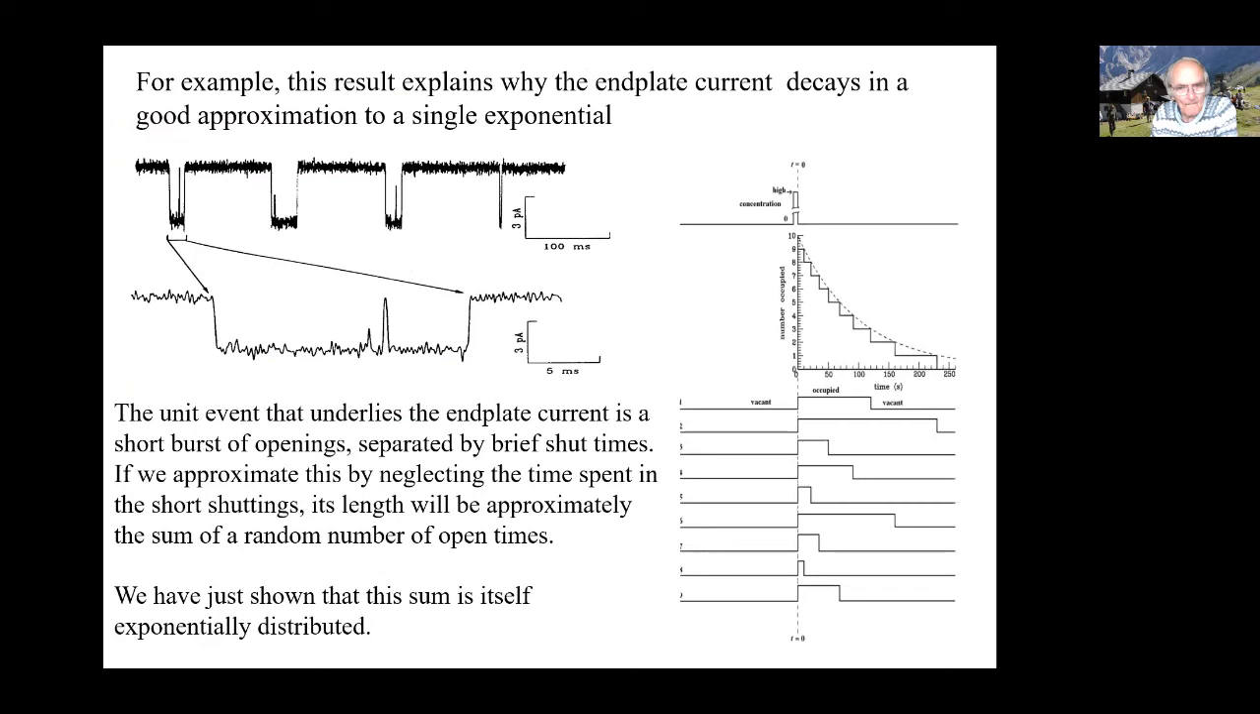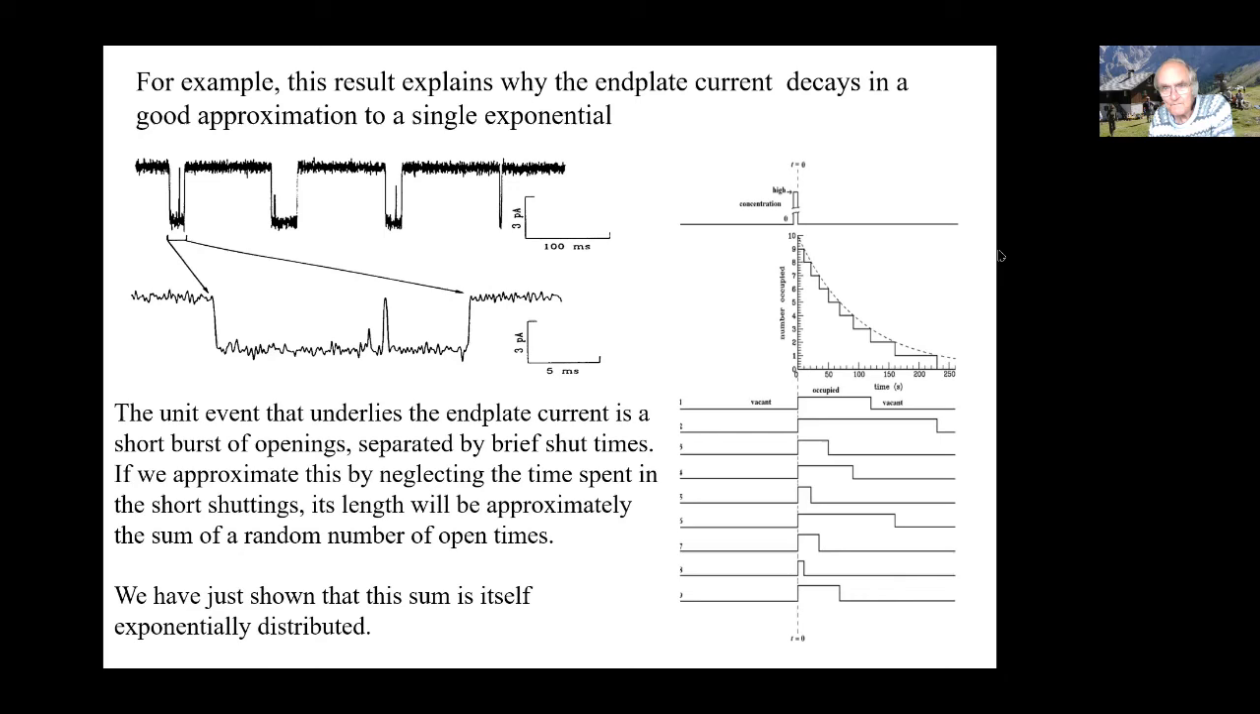Why is this so useful? Well, one reason is because it explains why the end plate current decays in a good approximation to a single exponential. We have said that the unitary event, as far as a synapse is concerned, is not actually single openings, but bursts of several openings, like that one. This is now, I think, fairly well established.